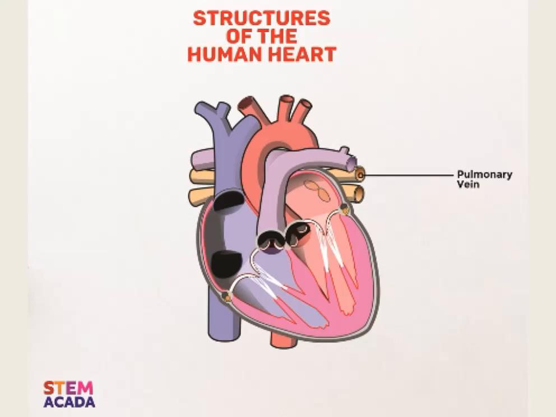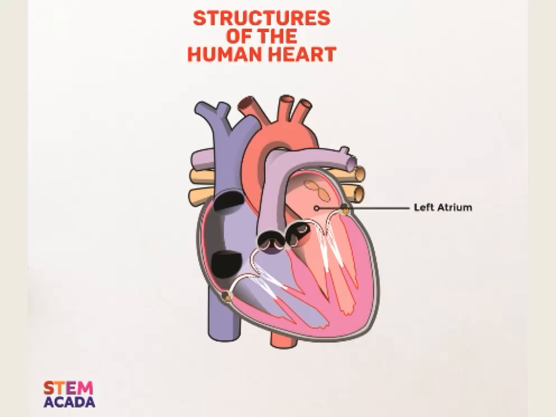Next is the pulmonary vein. The pulmonary veins are four large blood vessels that carry oxygen-rich blood from the lungs back to the left atrium of the heart. The blood that enters the pulmonary veins from the lungs has picked up oxygen in the lungs and is ready to be pumped out to the rest of the body.